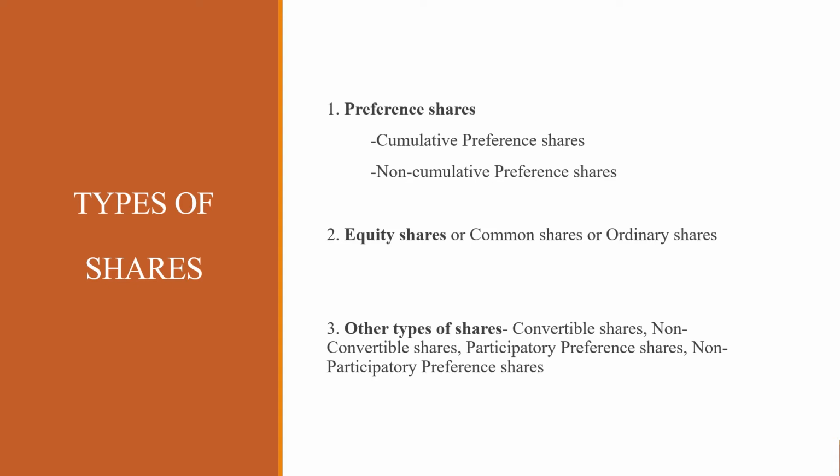Equity shareholders are ordinary or common shareholders who get a dividend only after preference shareholders are paid dividend. That too, only if the company decides. The rate of dividend is not fixed and is decided by the board of directors.